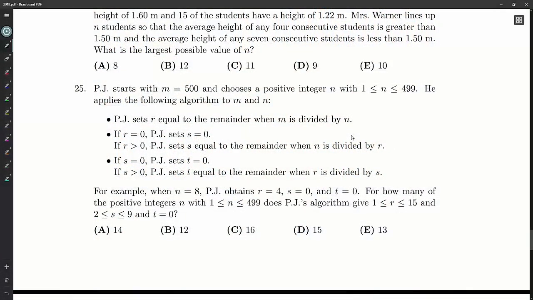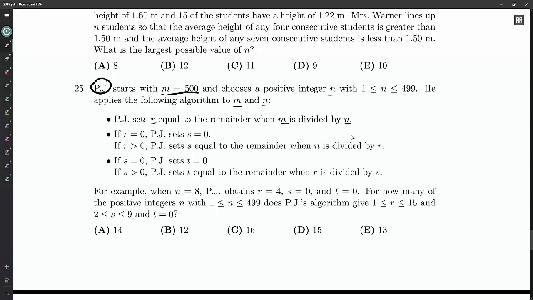Question 25. PJ, I assume this is a reference to JP, who's actually a fellow who makes up these contests. Doesn't really matter, though. PJ starts with m equals 500 and chooses a positive integer n, somewhere between 1 and 499 inclusive. He applies the following algorithm to m and n. PJ sets r equal to the remainder when m is divided by n.